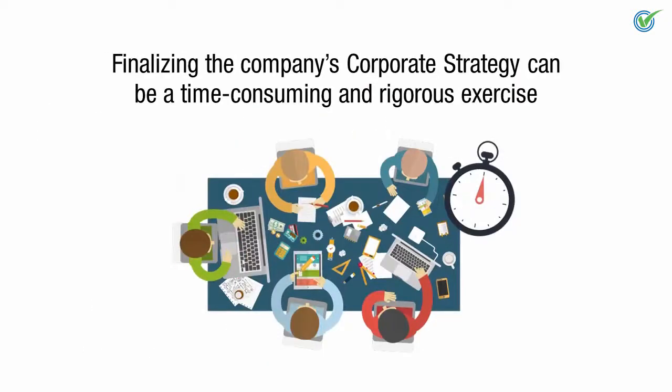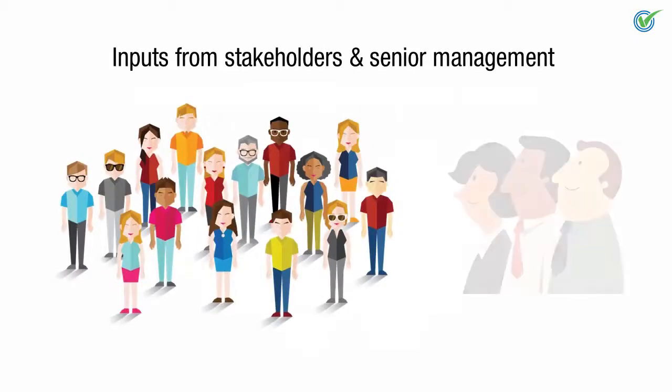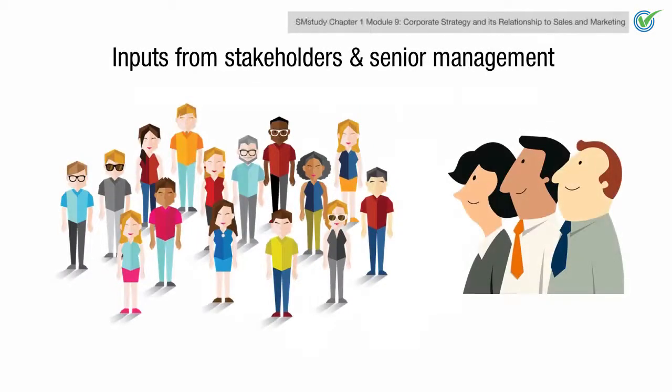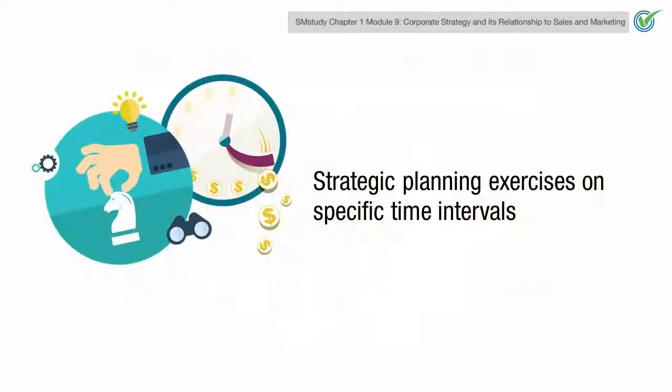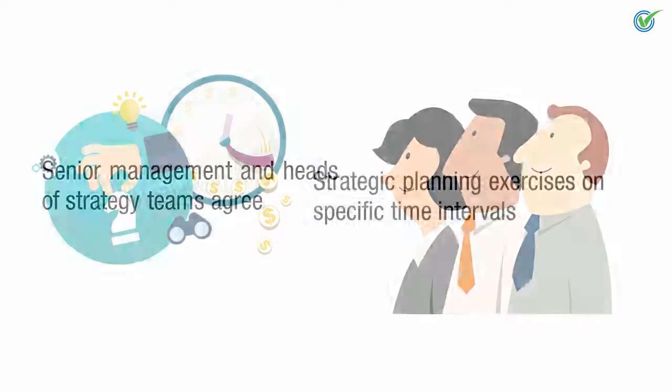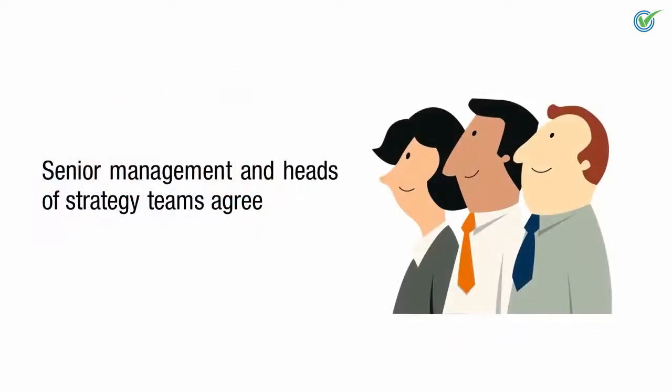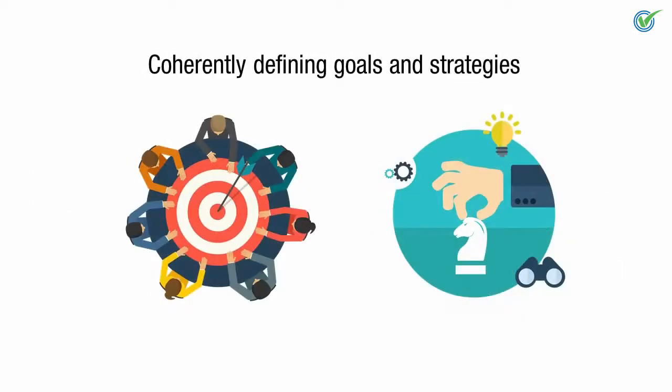Finalizing the company's corporate strategy can be a time-consuming and rigorous exercise that requires inputs from multiple stakeholders, particularly senior management. It is advisable to execute strategic planning exercises at appropriate and specific time intervals, and then finalize a corporate strategy on which senior management and the heads of the strategy teams agree. Following this process will help to ensure that the leadership team has coherently defined goals and strategies that align with the overall strategic goals of the organization.